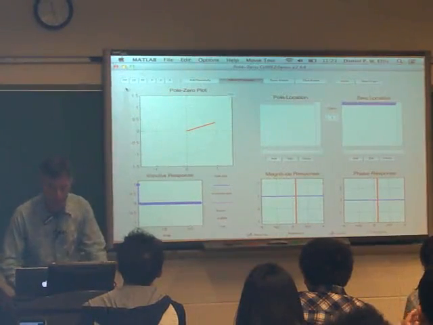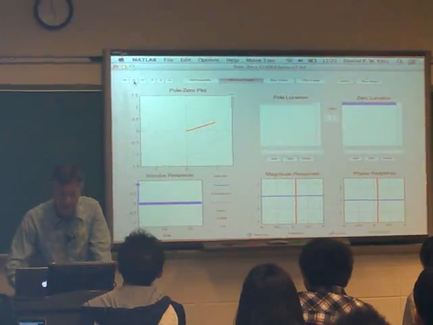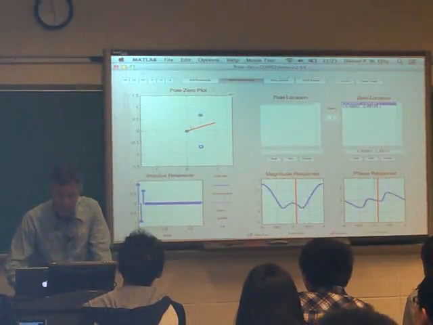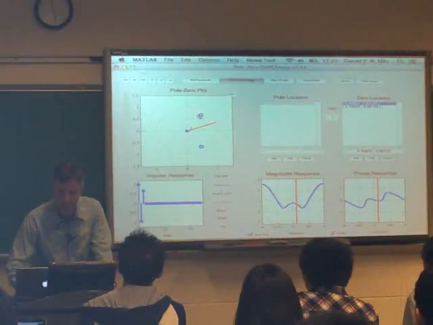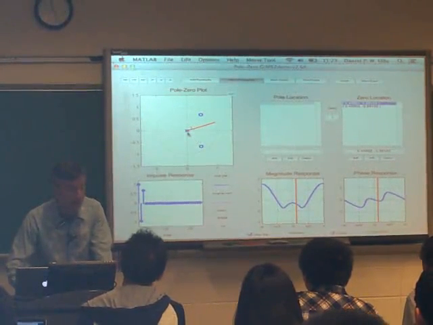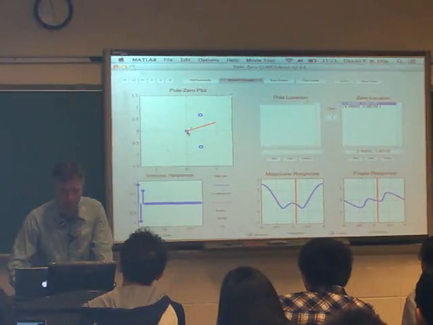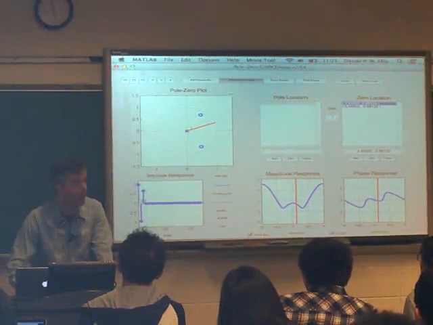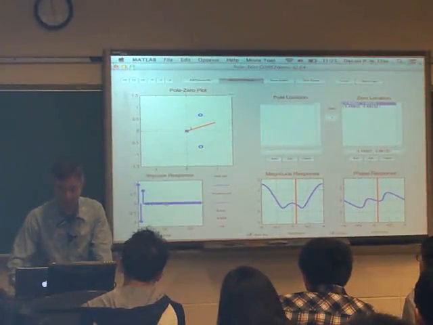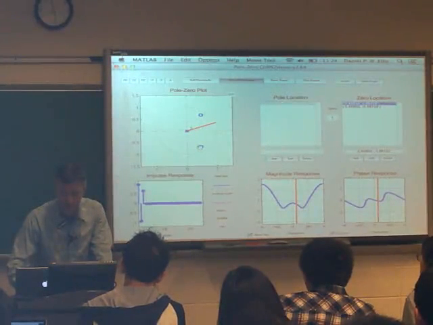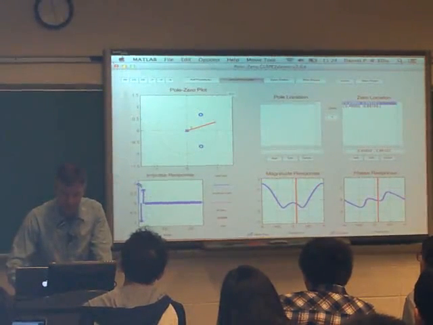But what I can do now is I can add a couple of zeros. So I click here and then just click here. Then I've built a system with two zeros like this in conjugate pair. It's added two poles at the origin just to make the system have the same number of poles and zeros, but that's just basically a time shift so that the impulse response is all in positive time here.